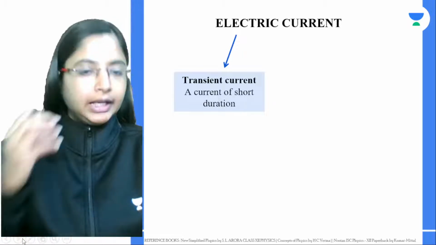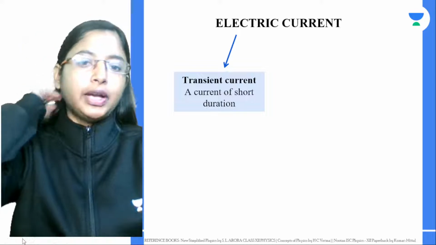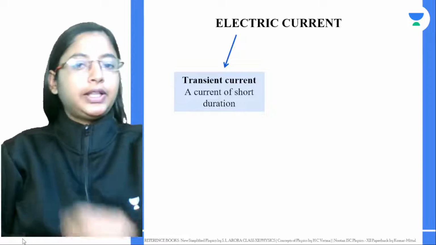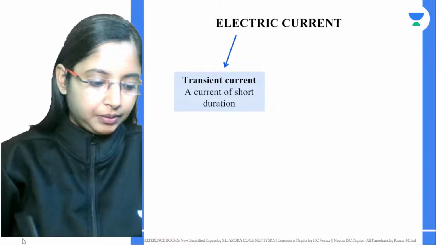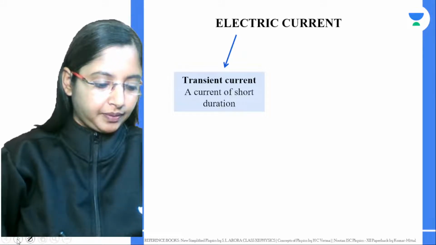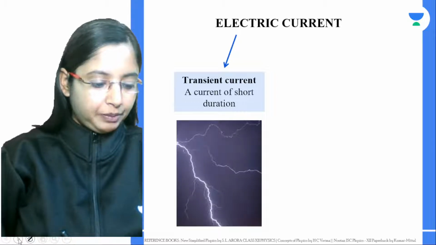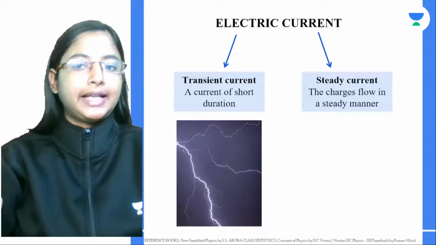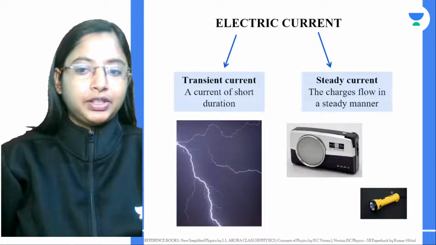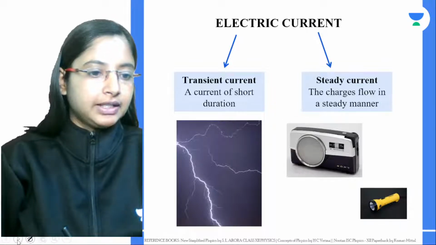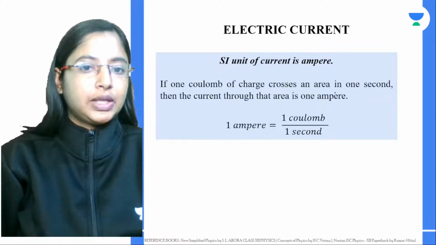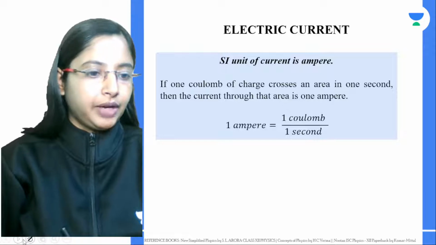Now, in electric current you have two types. One is transient current. If a current happens for a short duration, we saw an example in the last class. What is an example of a transient current? Lightning is an example of transient current. Likewise, we have another one, steady current. Steady current is when the charges flow in a steady manner. The one you get in your transistor radio, the torches, the battery you're using there, all of these work under steady current. The electric current SI unit is ampere, and if 1 coulomb of charge crosses an area in 1 second, then the electric current through it is called 1 ampere. We also saw this.